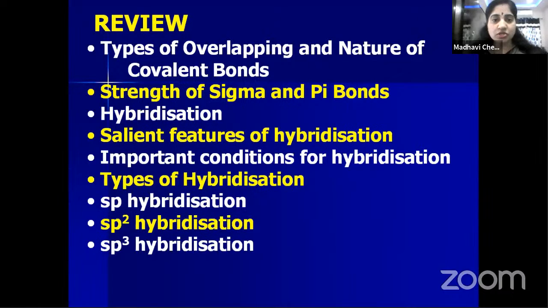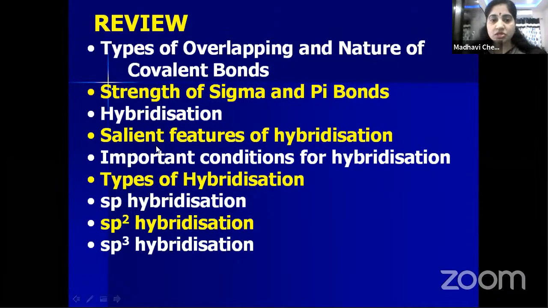So what is hybridization? The intermixing of atomic orbitals which have nearly similar energy. Very important, children, 8-mark question. Intermixing of atomic orbitals having nearly similar energy gives new hybrid orbitals. The new hybrid orbitals have the same energy and same shape, and they can overlap more efficiently than atomic orbitals. Salient features of hybridization and important conditions of hybridization we have also discussed.